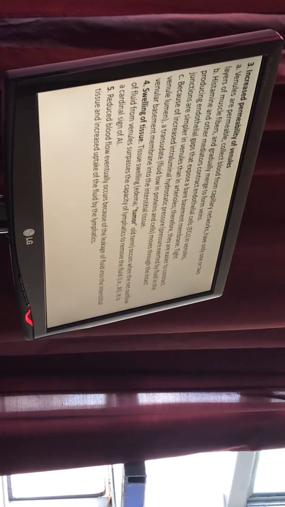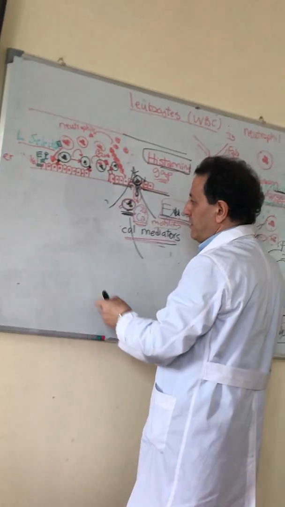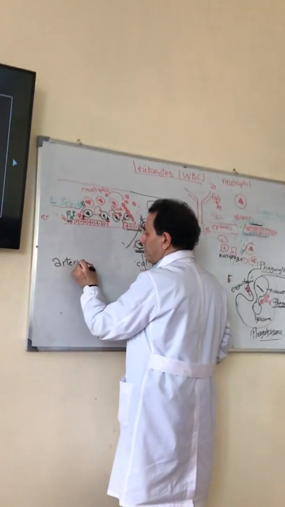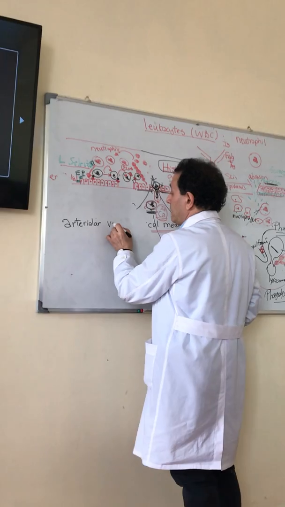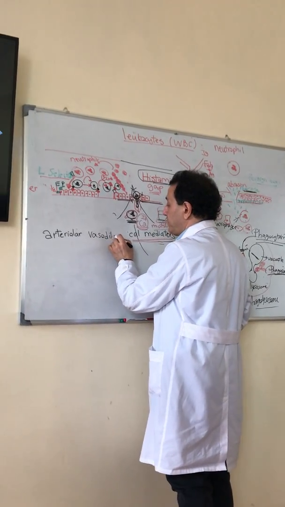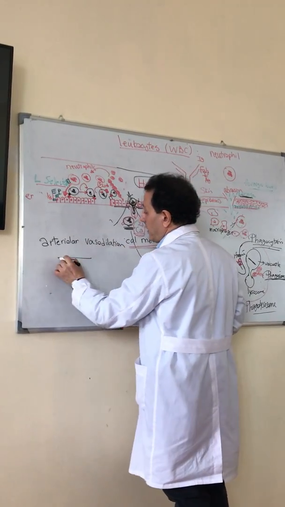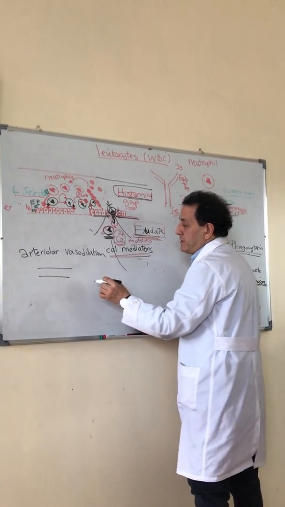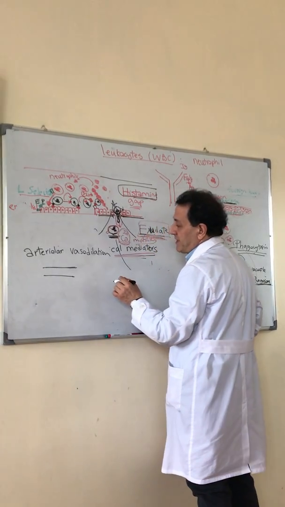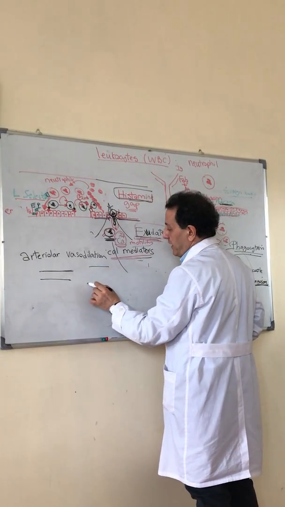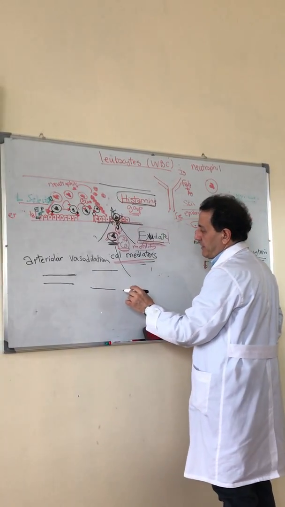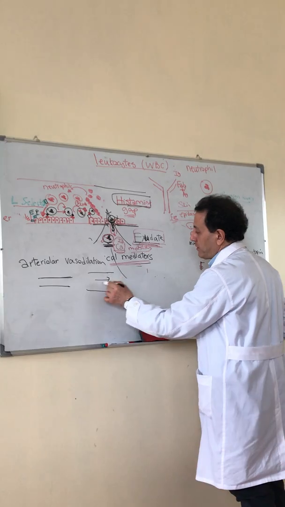So together with these cellular events, we also have vascular events, which are arteriolar vasodilation. So an arteriole, before stimulation has this diameter, and after stimulation it dilates. So this is called dilation, which causes increased blood flow.